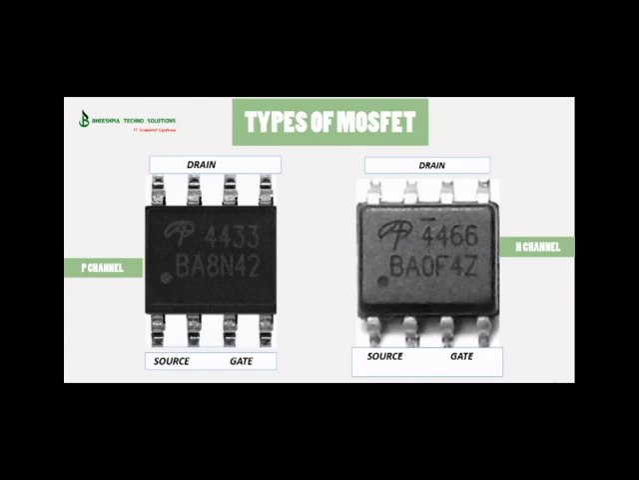This is one type of transistor. There are two types of MOSFETs available, P channel and N channel. A MOSFET has three legs: drain, source and gate. The MOSFET actually acts like a switch.